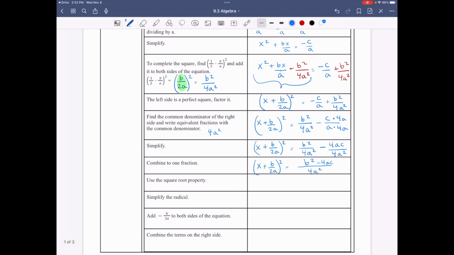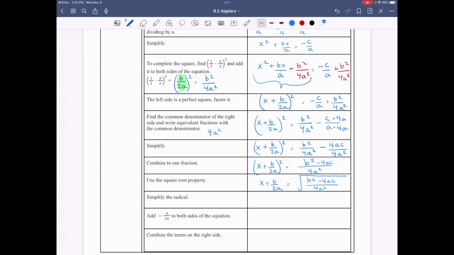The next step says to use the square root property. So remember, the whole point of this is to get it to the point where it's just x equals, so that we can use this formula for any quadratic. So when we use the square root property, the left side, the square goes away, and then we have to take the square root of everything on the right side. So b squared minus 4ac over 4a squared.